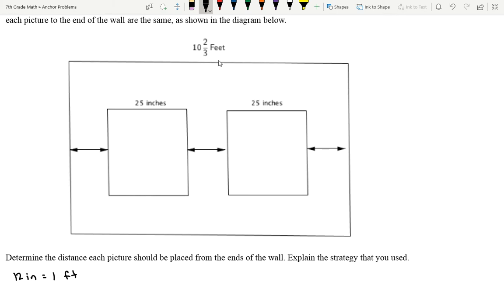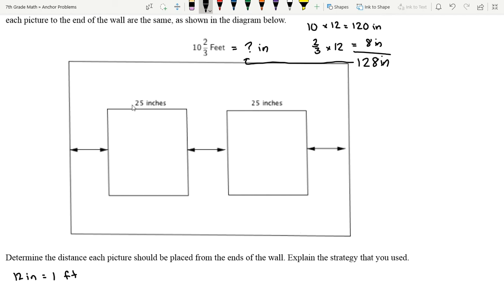All right, so let's figure out 10 2/3 feet equals how many inches. Well, if we separate this out, the 10 feet times 12 inches per foot is equal to 120 inches. The 2/3 feet times 12 inches per foot is equal to 8 inches. So this 10 2/3 feet is actually equal to 120 plus 8, which is 128 inches. So this whole distance is 128 inches.